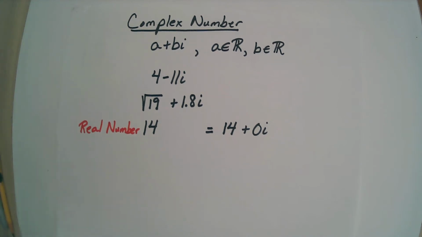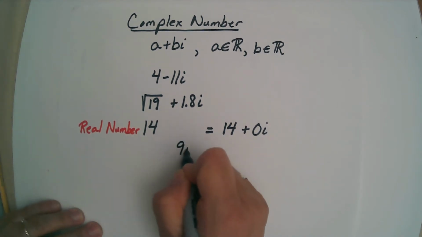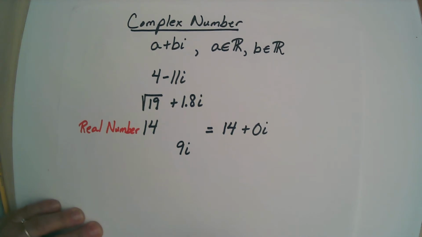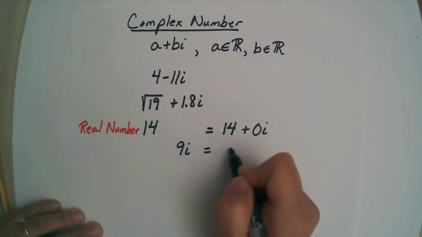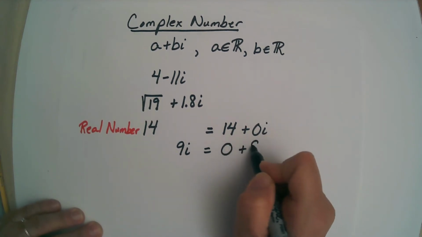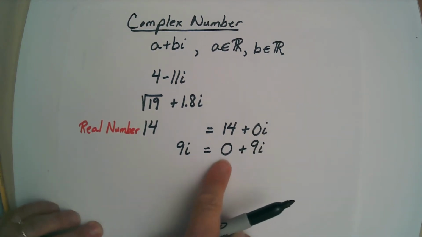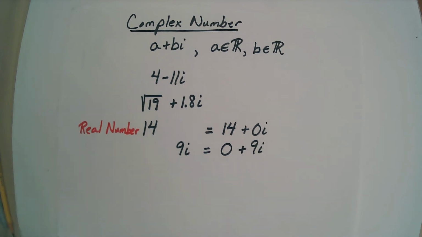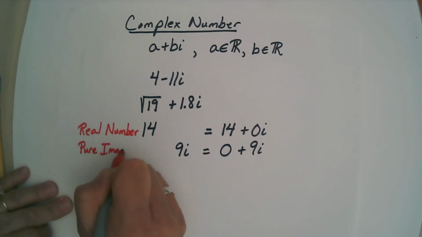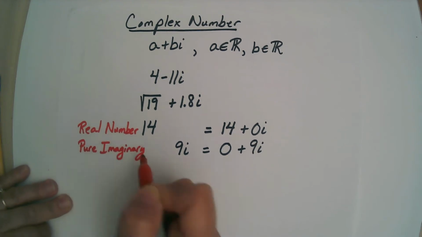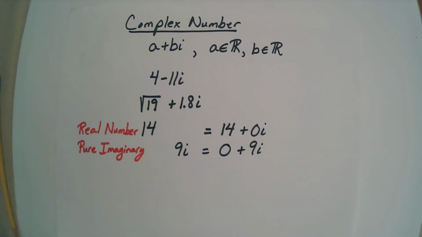And how about a number like this? 9i. That too is a complex number, although it doesn't look like this, because it could be written in the form 0 plus 9i. If the a part is equal to 0, sometimes we call that pure imaginary. So that would be a pure imaginary number. But what I want to get to is how we perform operations with our complex numbers. So let's move to that now.